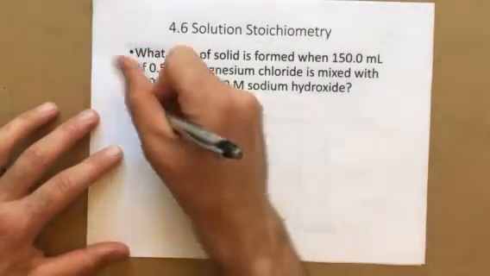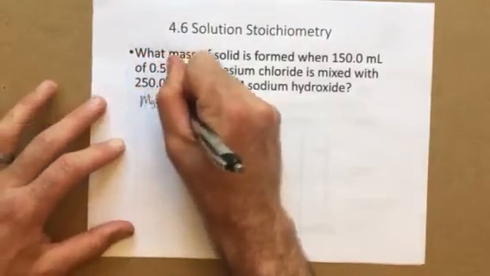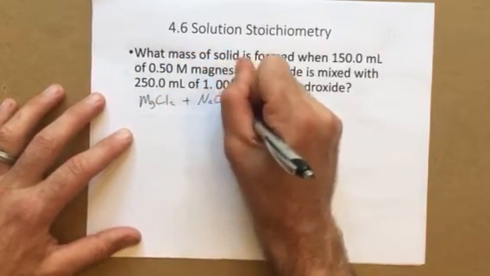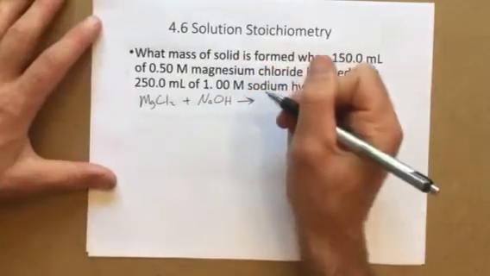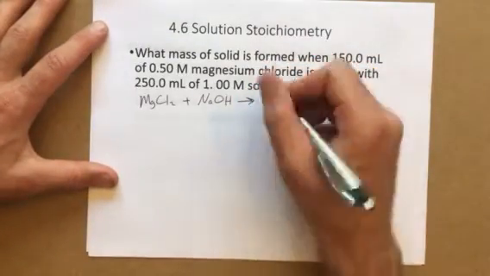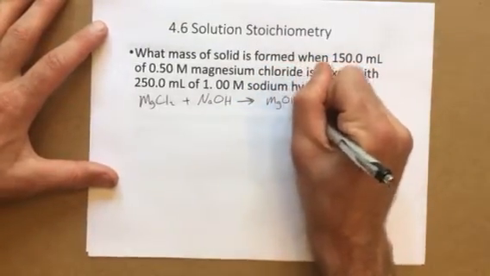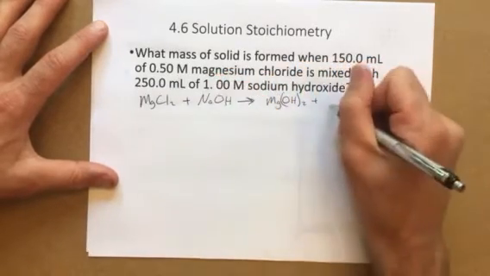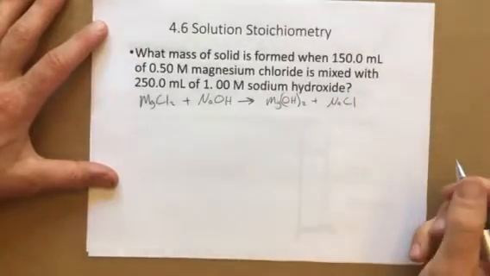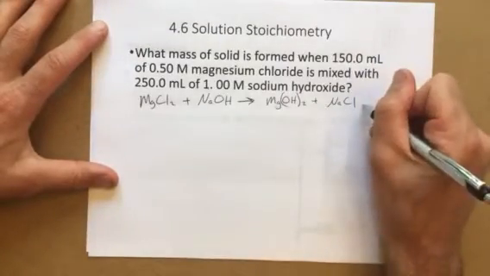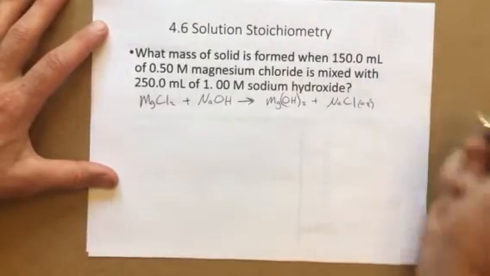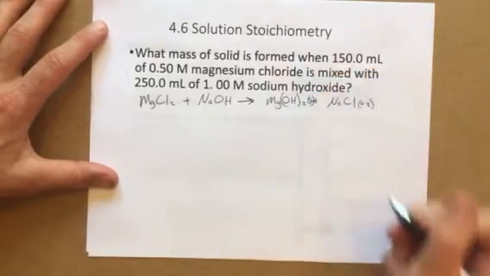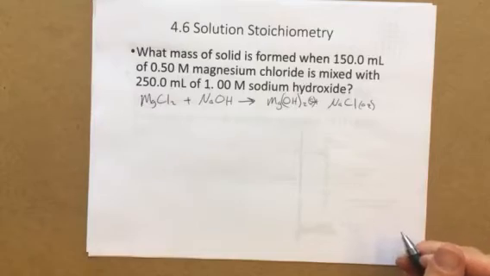So we have our reactants magnesium chloride, MgCl2, plus sodium hydroxide, NaOH. And so your products are magnesium hydroxide, Mg(OH)2, and sodium chloride, NaCl. All right, and so sodium chloride, that's very soluble. That's going to be your aqueous, so the sodium and the chloride are just spectators. And the magnesium hydroxide, that's going to be your solid.